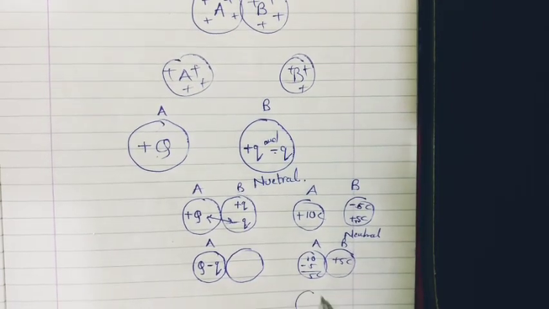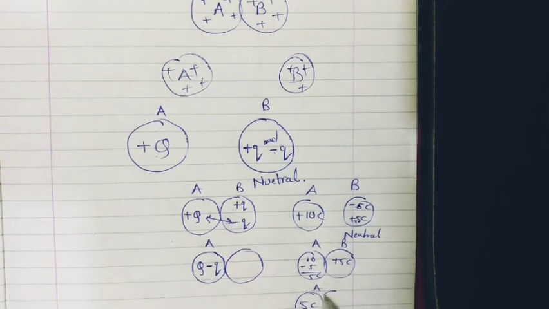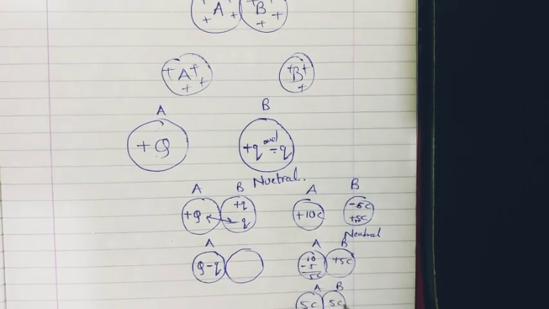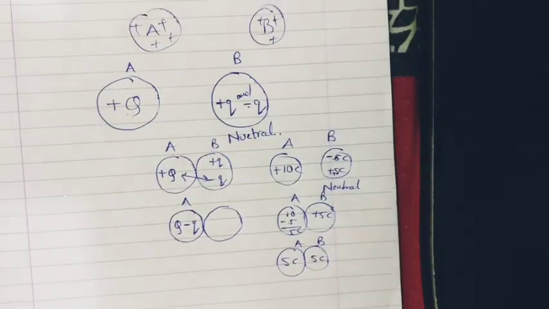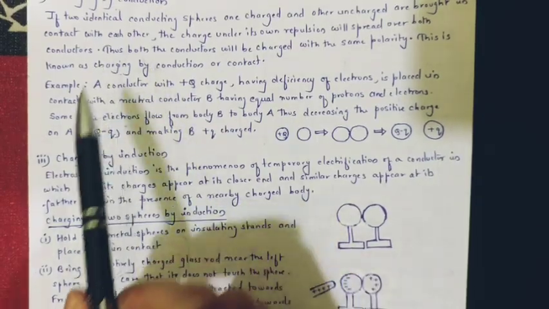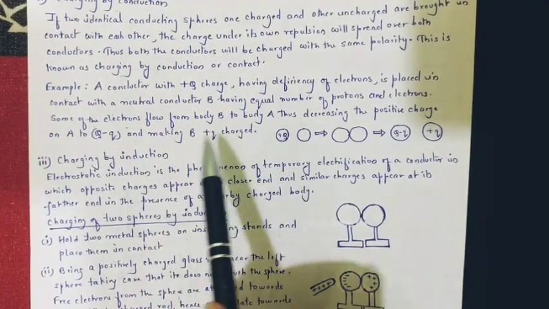Okay, so body A will be having a 5 coulomb charge and body B will also be having a 5 coulomb charge. So this is a special case here, and that is what is explained in this example over here. You can just read through it.